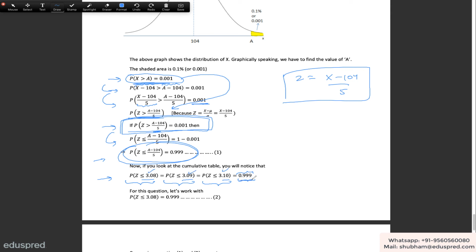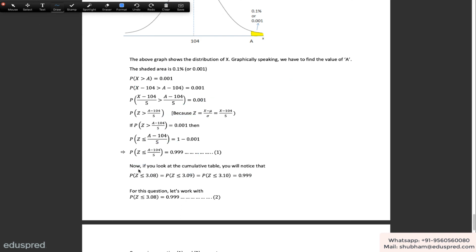Okay, but if we stop at 3 decimal places, then all of these 3 numbers are giving us the same probability, that is 0.999. Now I want you to compare these two. So take a look at this. Okay, and from here, let's say we choose this. Whatever you choose, it doesn't make much of a difference. So let's say I choose this, that the probability that z is less than or equal to 3.08 is equal to 0.999.